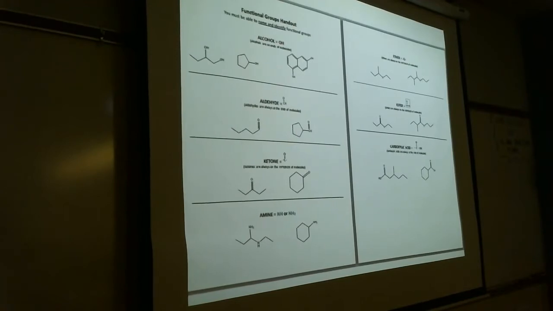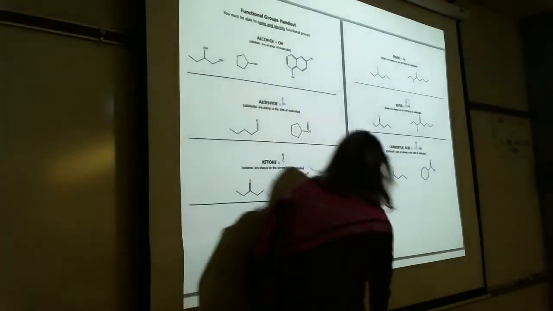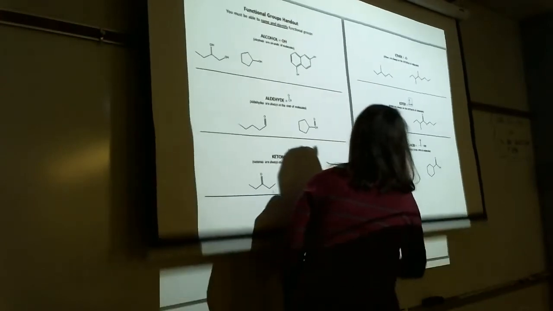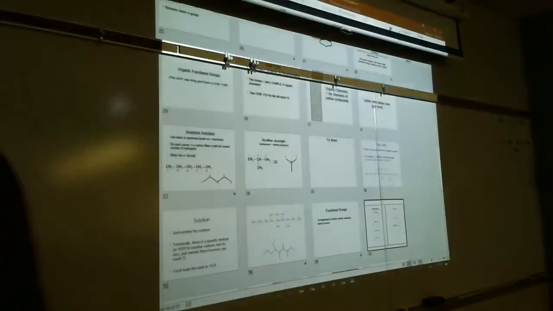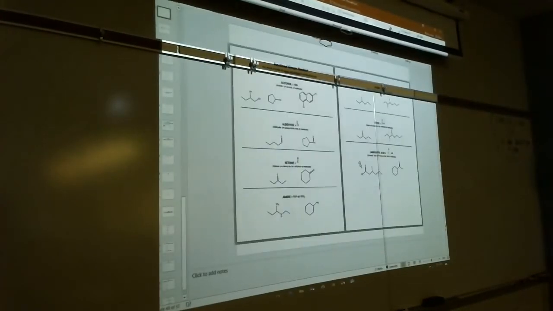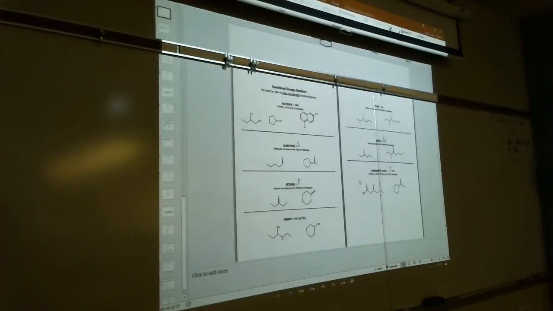Right, so there's the handout. That's just a copy of your handout. Okay, you've got to be able to both name and identify functional groups. Actually, I should move this out so I'm going to be able to write. I'm going to move my picture down on the screen a little bit so I can write.